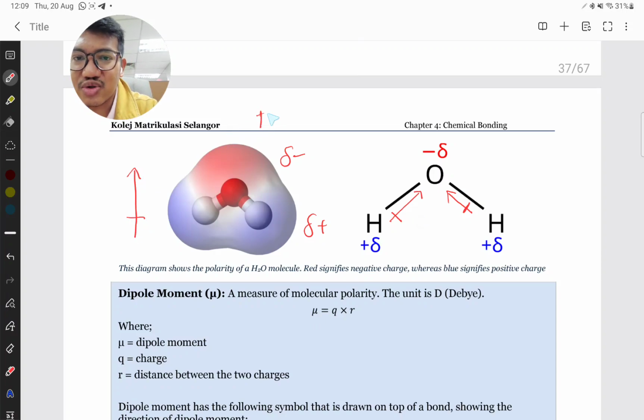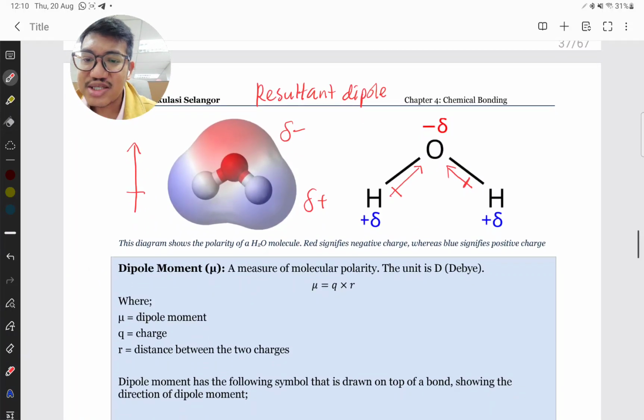Okay, so we call it resultant dipole. Okay, right, so dia ada satu arah like that. That's the resultant dipole. Now let's have a look at the concept of this one here, dipole moment. So dipole moment, okay, dipole moment is it is symbolized using the symbol mu, small Greek letter mu.